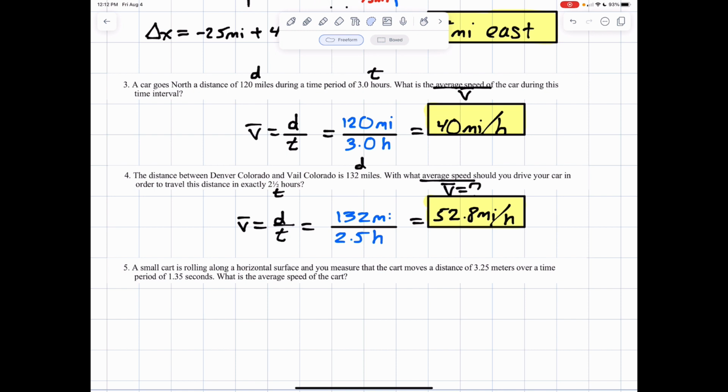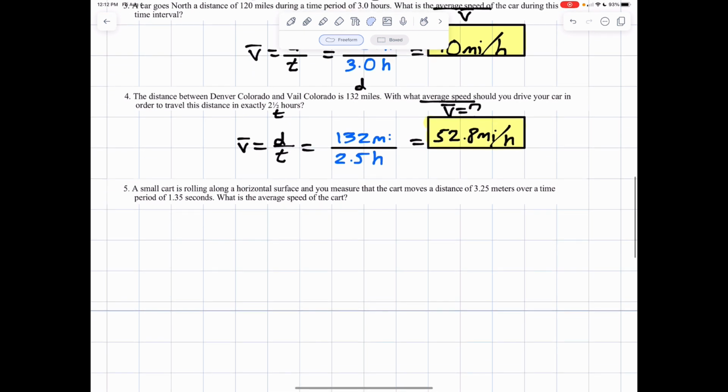Number 5. A small cart is rolling along a horizontal surface, and you measure the cart to move a distance 3.25 meters over a time period 1.35 seconds. What is the average speed of the cart? Okay, so similarly, we're going to go ahead and use the same equation. V bar, average speed, equals total distance over total time. Okay, we're plugging in 3.25 meters in 1.35 seconds.